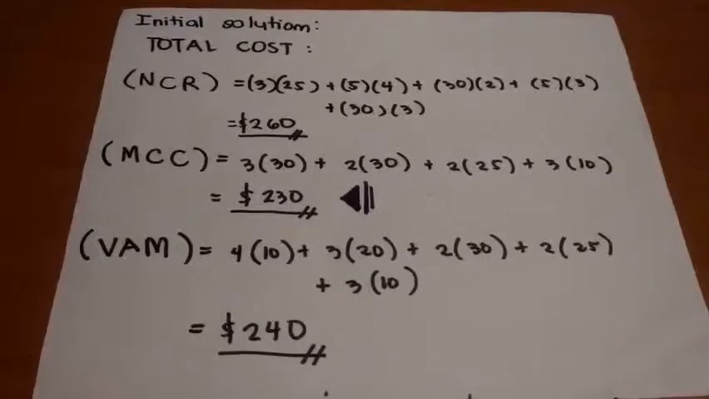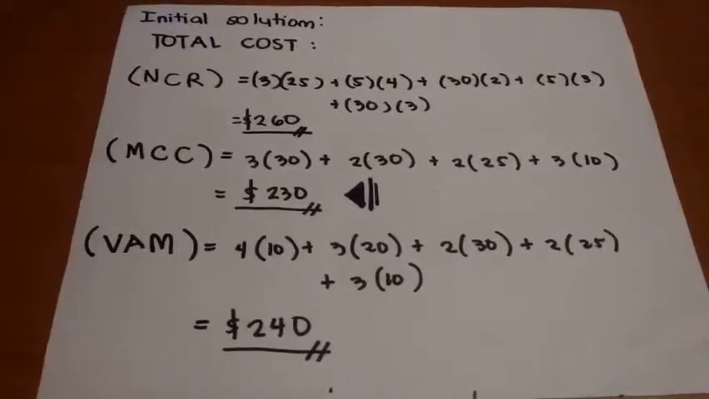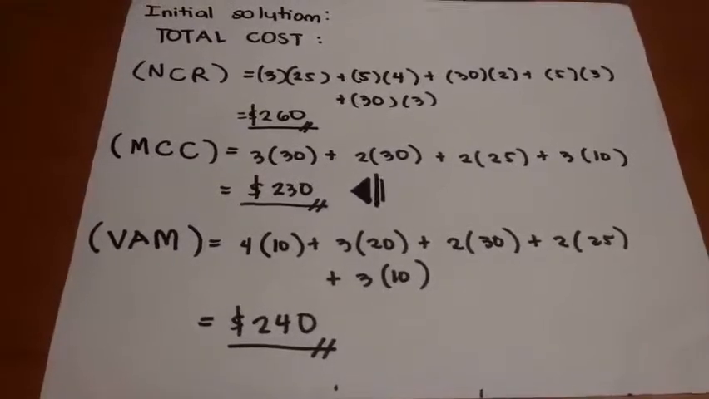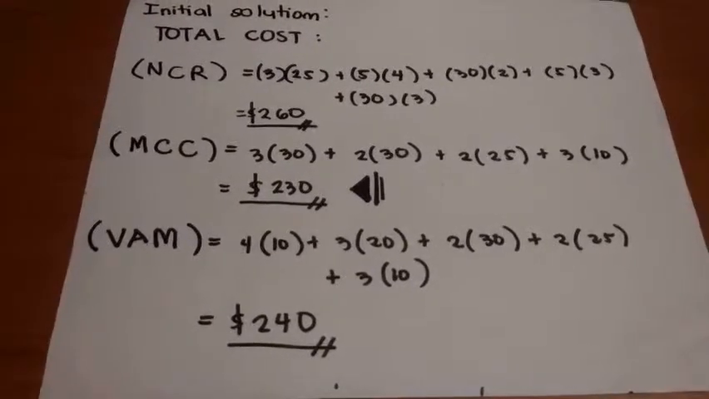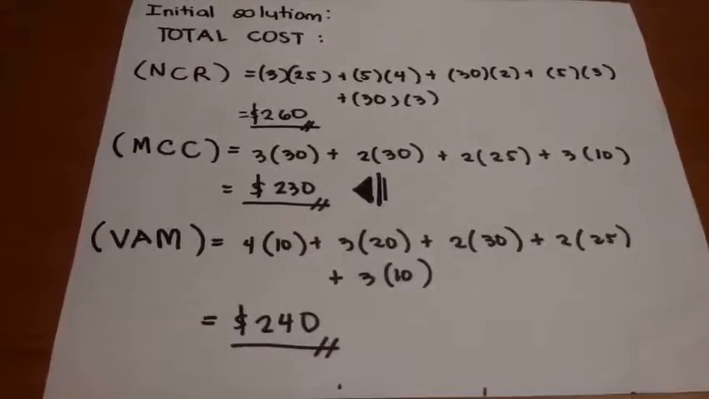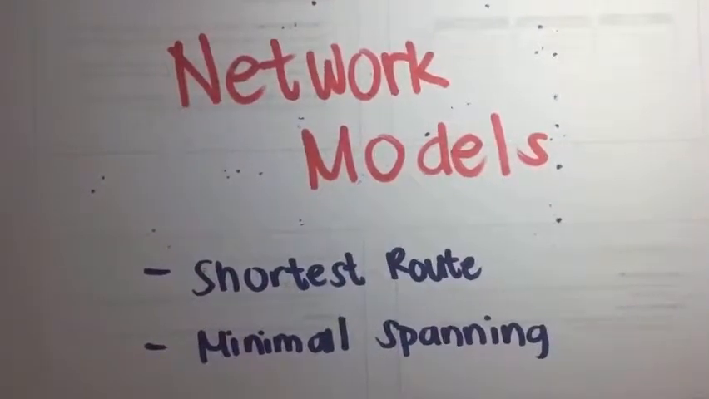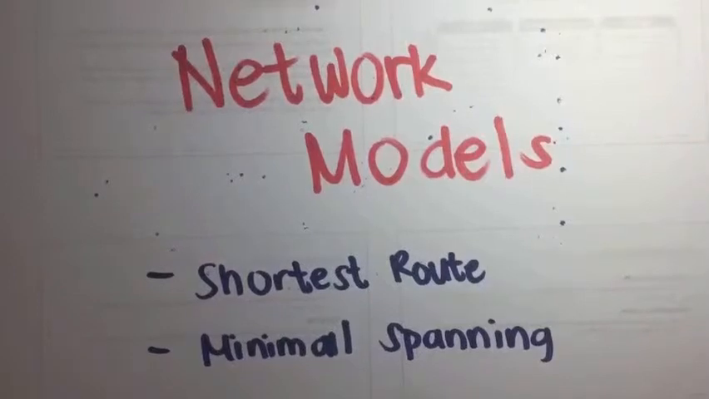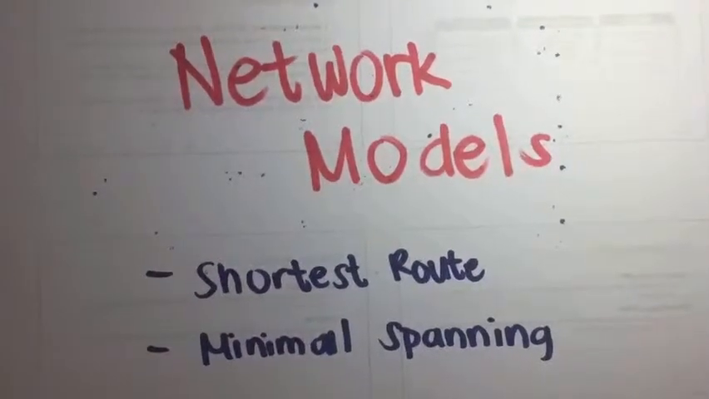Then, solve for the total cost. That would be the summation of the product of the cost and its allocation. For this problem, the minimum cost will be $230 using the minimum cell cost method. The next topic is network models. We will discuss two of its types, the shortest route and minimal spanning tree technique.